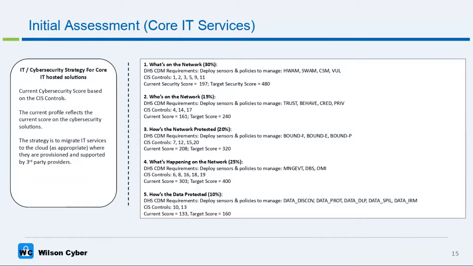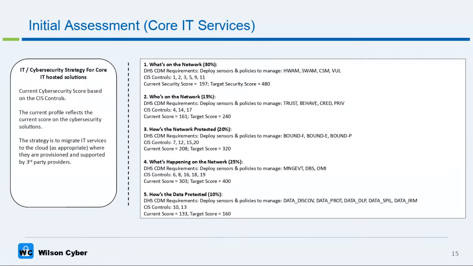DHS CDM requirements are to deploy sensors and policies to manage hardware asset management, software asset management, configuration settings management, vulnerability management. And the related CIS controls are control 1, 2, 3, 5, 9, and 11. When we look at our current score from our assessment, we're at a 197 for these 5 controls. Our target score is 480, which is essentially 80 times 6, which is 480. So we have a gap of about 283 points that we have to make up in our POAM. And that's for the what's on the network area, which is 30% of our total security program.